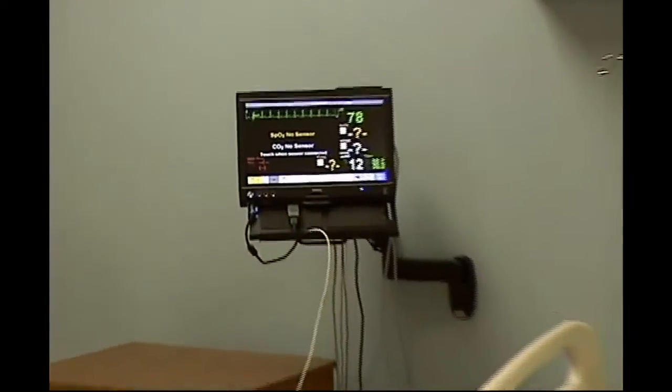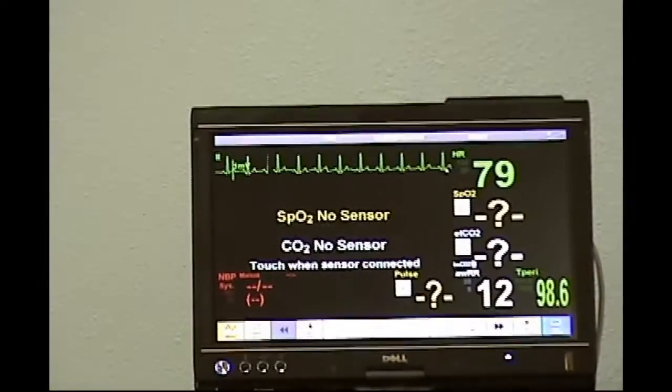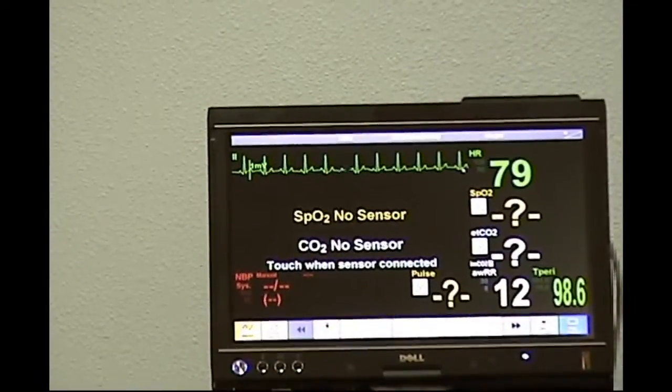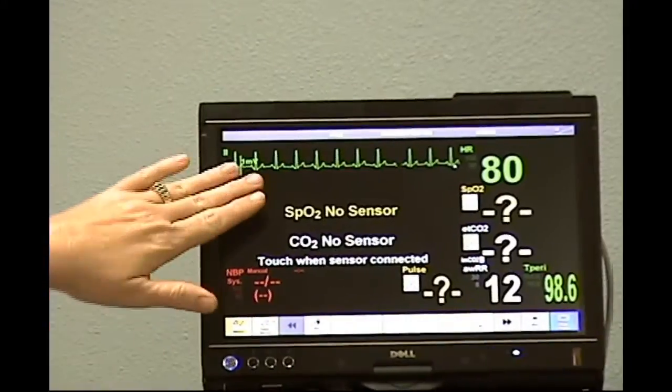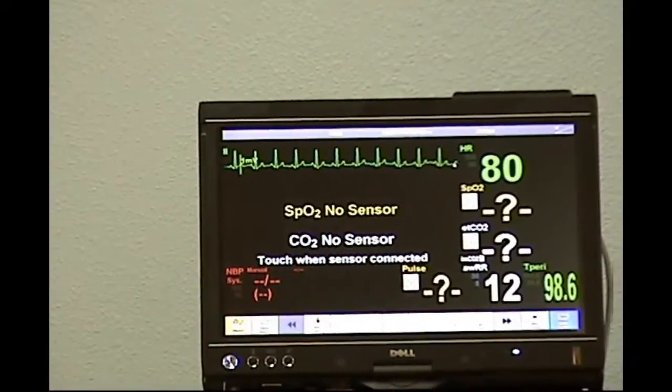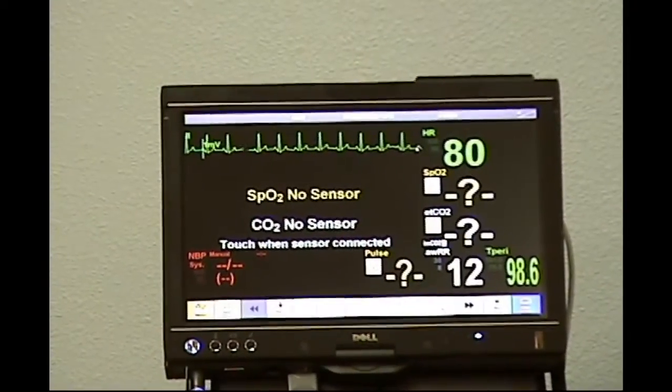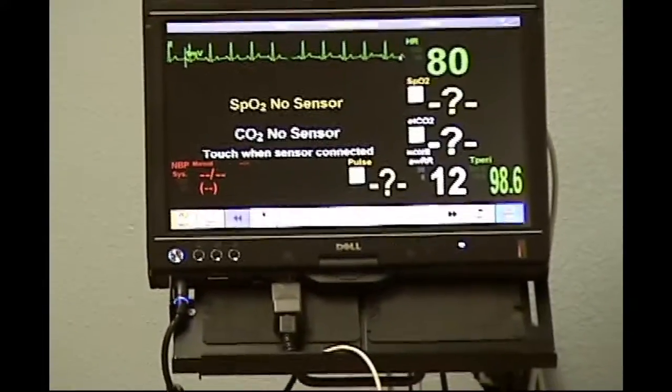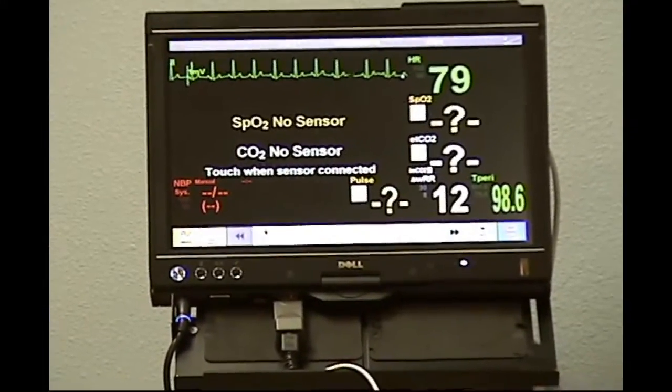To assess the cardiac rhythm, touch the patient monitor where it says attach ECG leads. The rhythm will appear, and it's showing on our patient monitor now. You can obtain an automatic blood pressure by placing the cuff on the patient's arm and touching the patient monitor screen in the lower left corner.